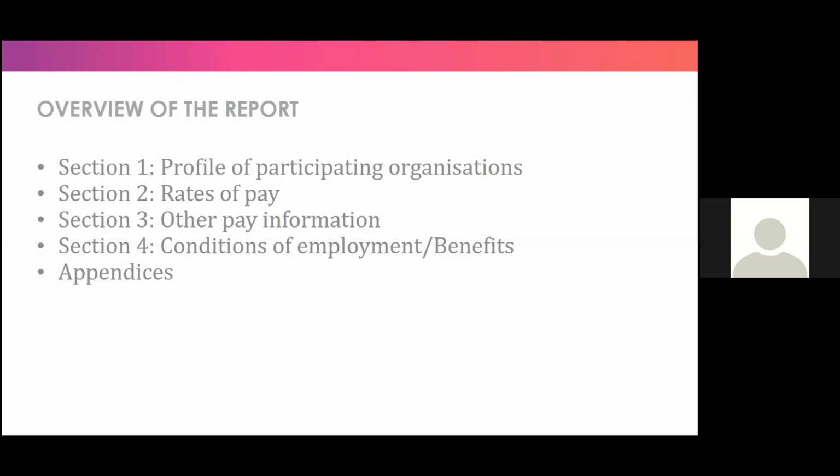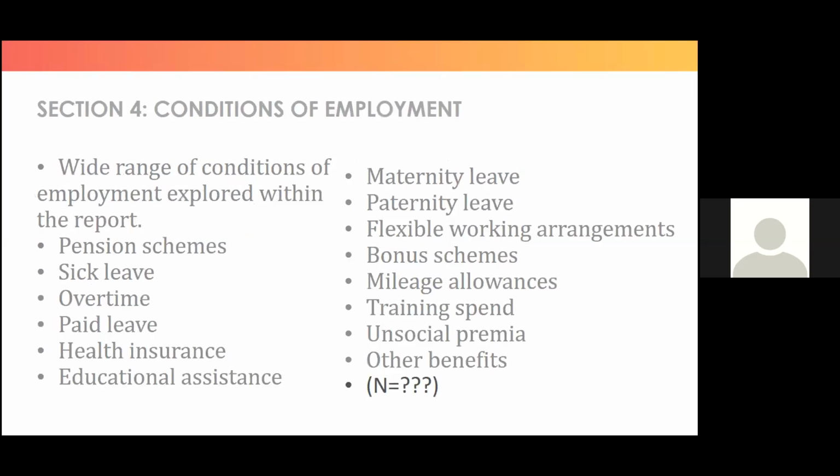So there's a huge amount of information in there on rates of pay, and it's broken down in a wide variety of ways. We have other pay information then, which is kind of how pay policy is formed, and some comparison information on pay with the private sector. And then the final section, section 4, is the conditions of employment and benefits. So I'm going to take you through some of the initial findings there.